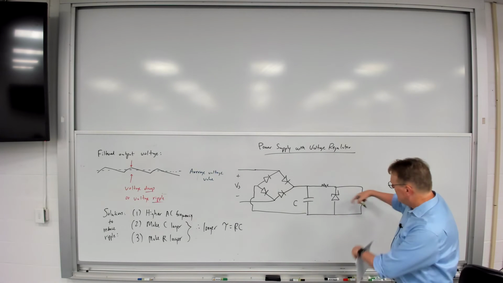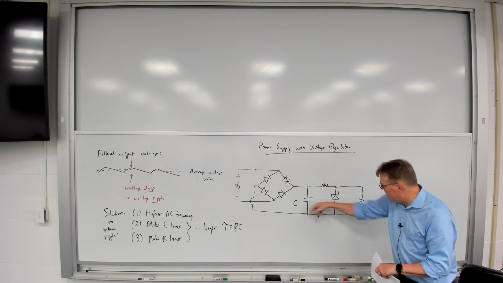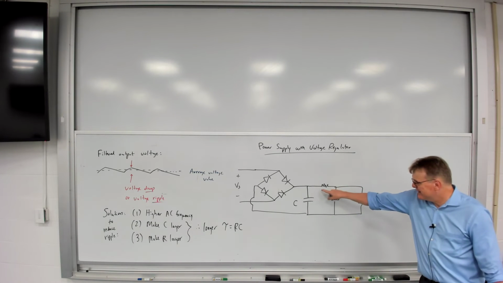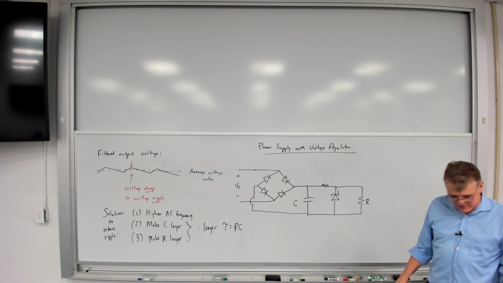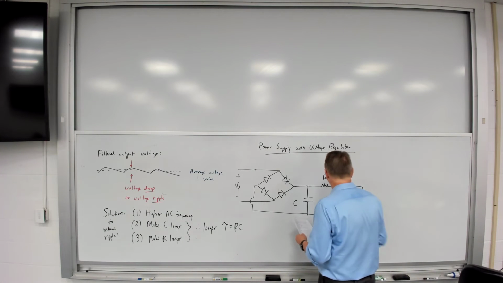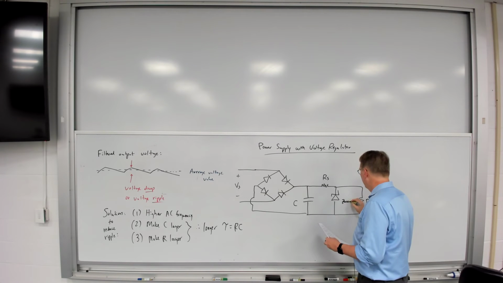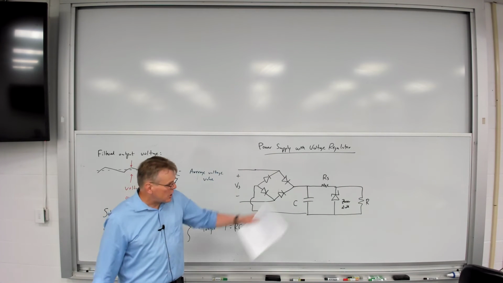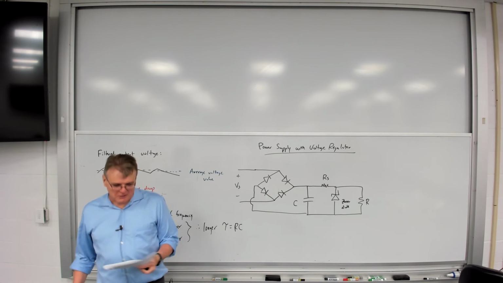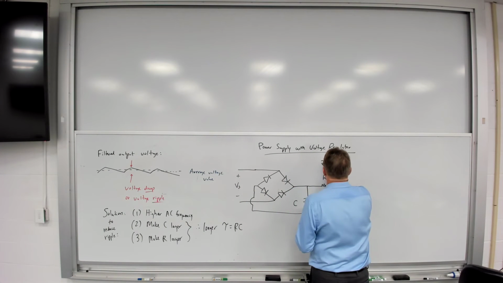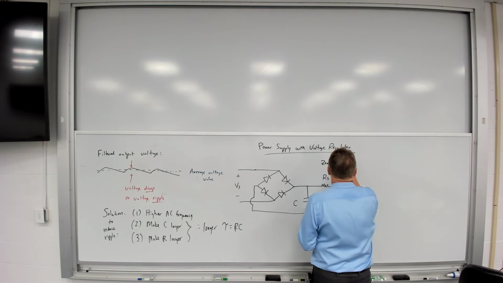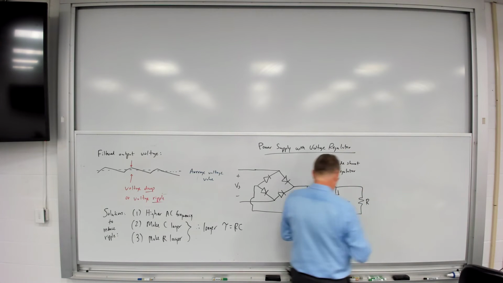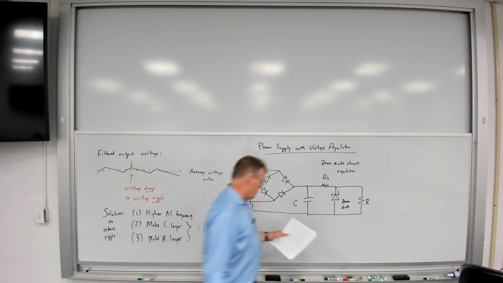So what I'm going to do now is, I had the resistor and the capacitor, the RC. Now I'm going to separate them. And in between them, I'm going to connect a Zener diode and another resistor. So what have I done here? I've now added a shunt regulator, a Zener diode shunt regulator. So now I am even further regulating this.